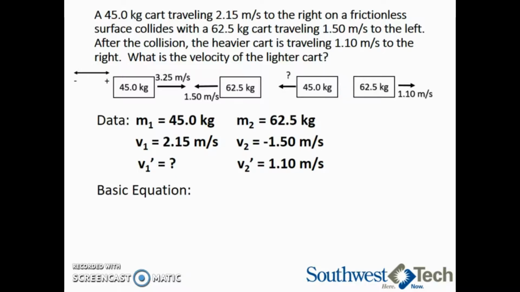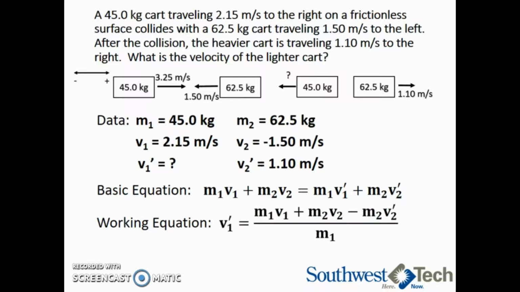The basic equation we can use to solve for V1 prime is our basic collision equation, where M1 V1 plus M2 V2 equals M1 V1 prime plus M2 V2 prime. We can solve this basic equation for V1 prime by subtracting M2 V2 prime from both sides and then dividing everything by M1. This gives us that V1 prime is equal to M1 V1 plus M2 V2 minus M2 V2 prime, divided by M1.